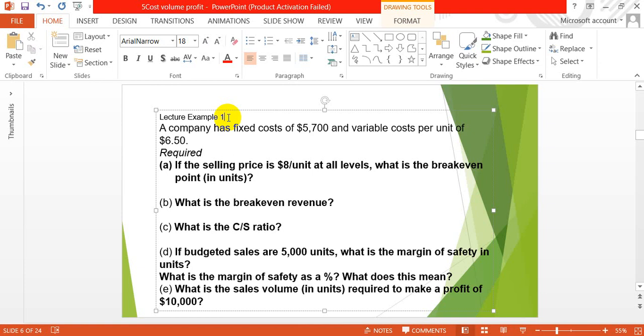Then you're also required to compute the break-even revenue. Then you're required to compute the CS ratio. Then to compute the margin of safety, if you are given budgeted sales as 5,000 units.